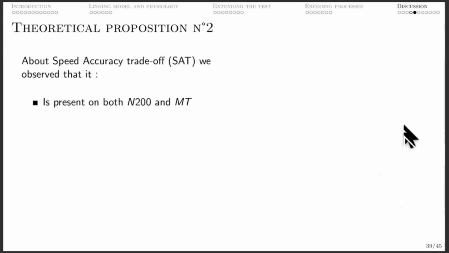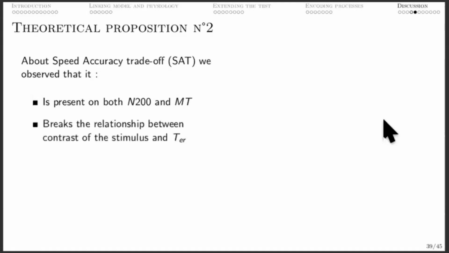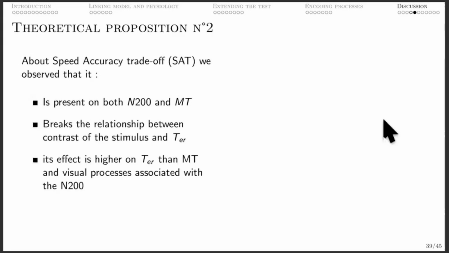Now let's move on to the second theoretical proposition that concerns the speed accuracy trade-off. We have seen, and previous authors before us have already seen, that both the N200 and the motor time, so the physiological time needed to encode and to execute the response, are sensitive to speed accuracy trade-off conditions. We also saw, which is interesting, that the speed accuracy trade-off breaks the relationship between contrast of the stimulus and non-decision processes. And we also saw that the effect of speed accuracy trade-off on non-decision time is higher than the one we observe on the motor time and on the N200. So altogether, we want to make the following proposition.